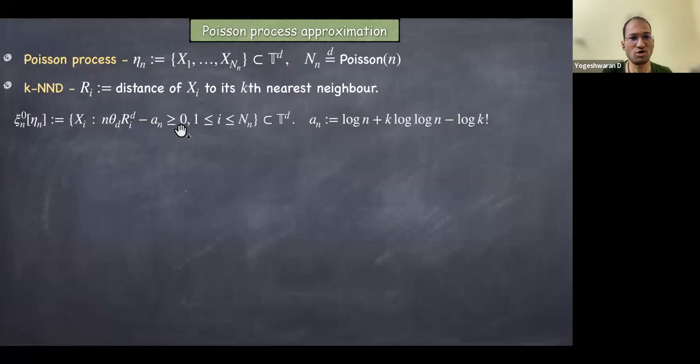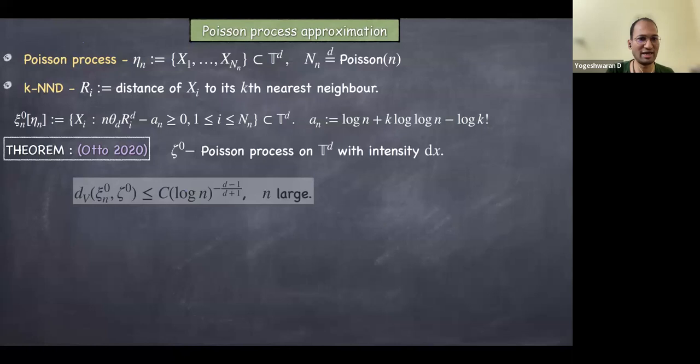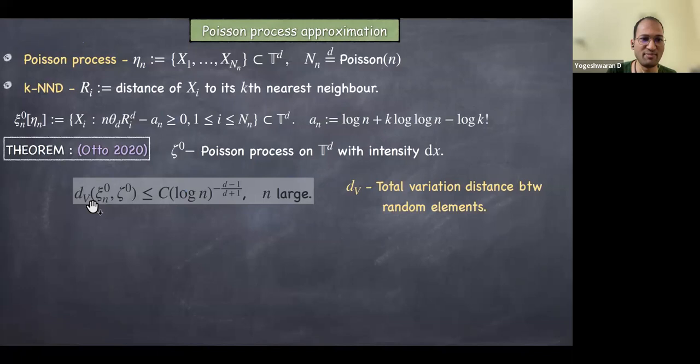So very recently, Moritz Otto, independently of us and in parallel, showed that in a suitable metric, I will describe this metric later, but this is nothing but total variation distance between two random elements, the random elements being counting measures. This is the total variation distance between two random point processes. He showed that the total variation distance of this point process to a Poisson point process on T^d with uniform intensity, you can compare these two point processes in total variation distance, and he showed that the rate is log n to some power.